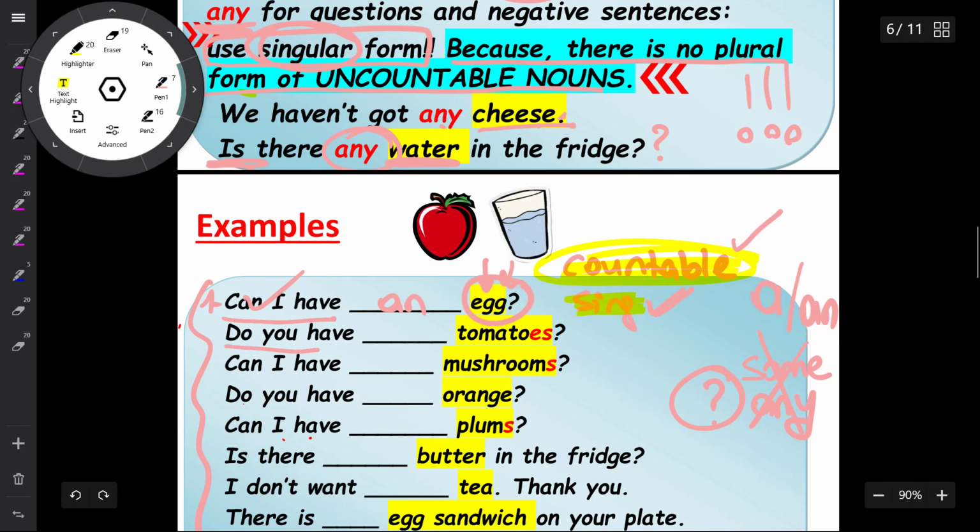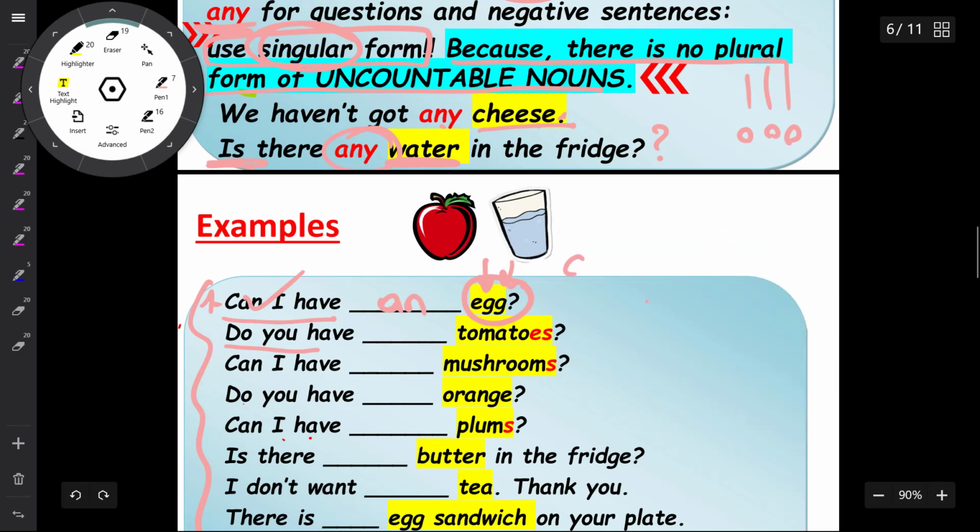Do you have blank tomatoes? Tomatoes, countable or uncountable? Let's think firstly. Yes, countable. I decide this is countable. And look at the ES: plural. And this is a question. Let's look at the meaning of the question. Do you have blank tomatoes? Are we asking someone for something here? No, we are just asking. I'm asking, do you have? In questions we use any. Okay. Do you have any tomatoes?